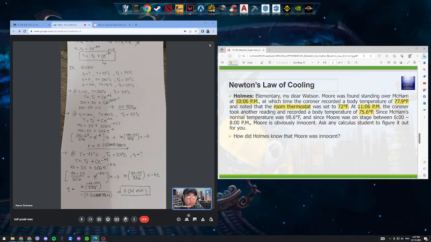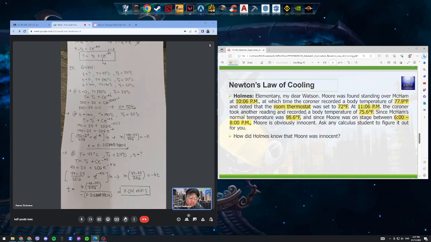But since Mackham's normal temperature was 98.6 degrees Fahrenheit, that is his normal temperature before he died. And since Moore was on stage between 6 p.m. and 8 p.m., Moore is obviously innocent. Moore was on stage during 6 to 8 p.m. So Holmes says Moore is innocent.